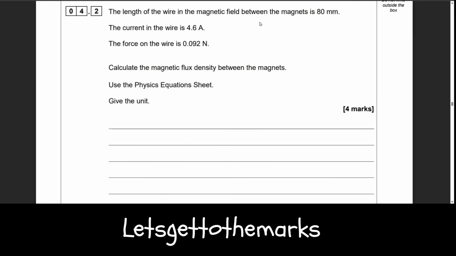The length of the wire in the magnetic field between the magnets is 80 millimeters. The current in the wire is 4.6 amps. The force on the wire is 0.092 newtons. Calculate the magnetic flux density between the magnets. Use the physics equation sheet and give the unit. 4 marks. You gotta love physics, people.